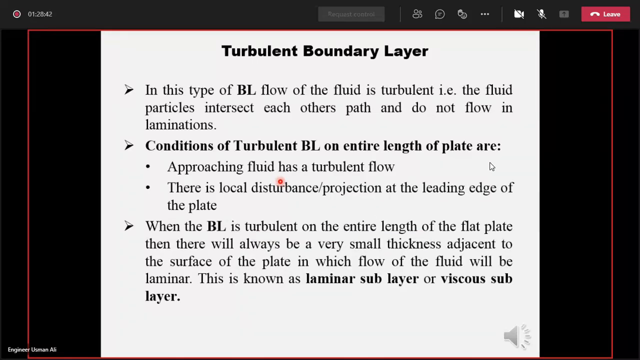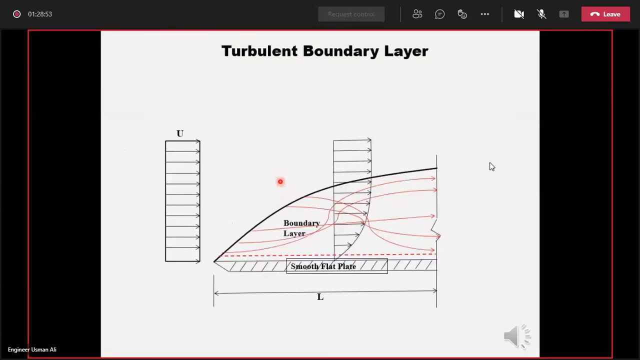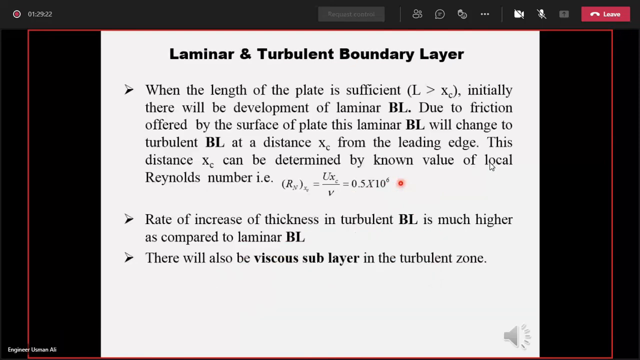Next is the turbulent boundary layer. In this type of the boundary layer, the flow of the fluid is turbulent. That is, the fluid particles, they intersect each other's path and do not flow in lamination, as you can see. So the red lines, they are showing the path of the fluid particles. So the fluid particles, they cross each other's path, they are mixed up, and as a result of it, a turbulent flow will take place. And as a result of the turbulent flow, the boundary layer indicated by this black curve will be the turbulent boundary layer, and the velocity profile will be the turbulent velocity profile, which is not parabolic.